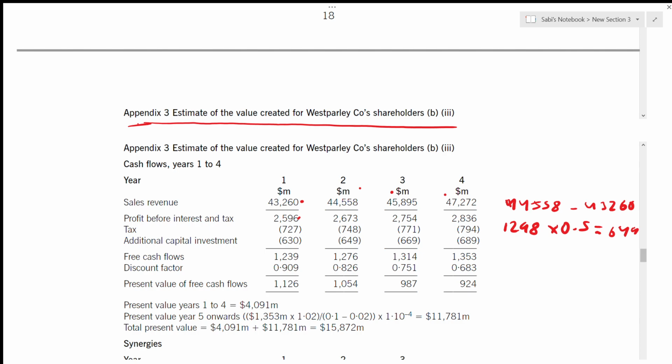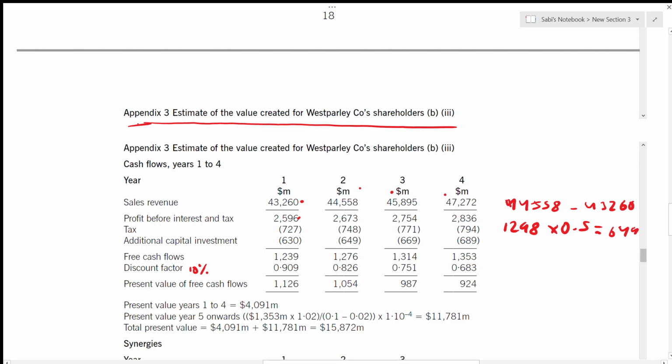Discount factor. Discount factor is 10%. Just now we have calculated the combined company's WACC, right, this is after acquisition. So of course after acquisition we'll be using the combined company's WACC, which is 10%. That's why I told you that you need the before answer, right? The previous requirement's answer you need later. So each year you are discounting at 10% and finding the present value of each. When you add all from the first year to the fourth year, the present value is 4091.